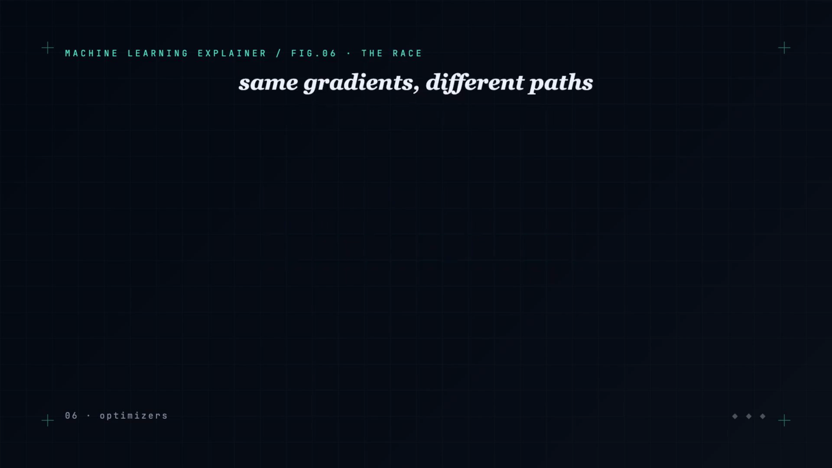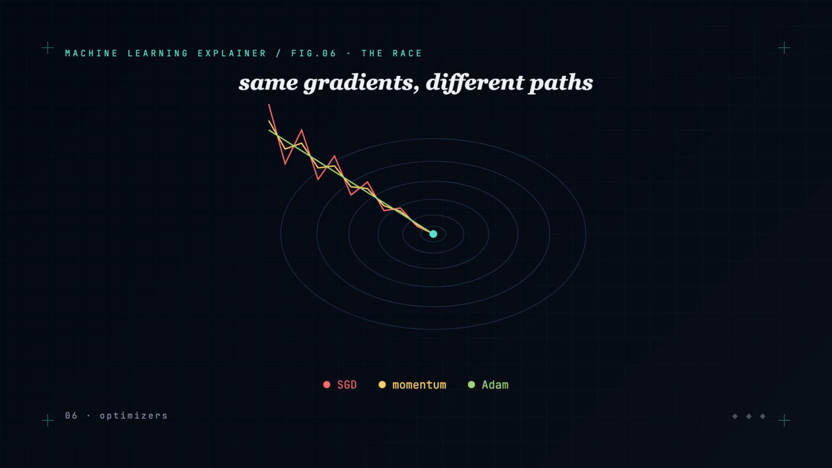Put them on the same loss surface and the story is clear. Plain SGD scrambles, zigzagging its way down. Momentum cuts a smoother, faster line. And Adam drives almost straight for the minimum, adapting its stride the whole way. Same gradients, same goal, but how you use those gradients makes all the difference.